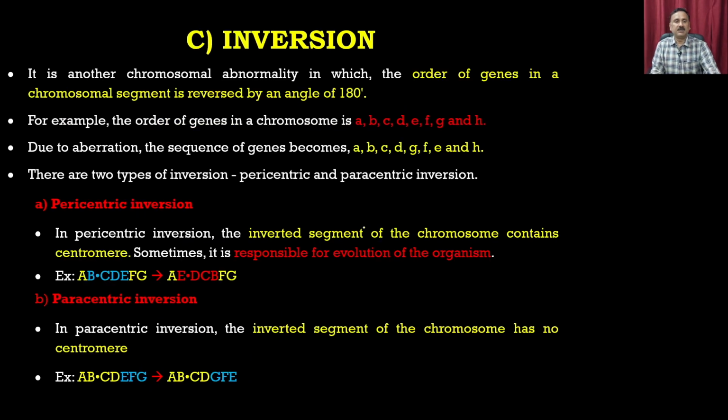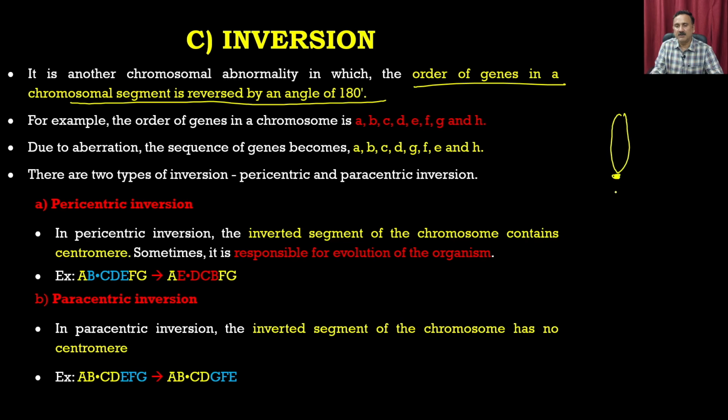Then we have the inversions. So it is another chromosomal abnormality in which the order of genes in a chromosome segment is reversed by an angle of 180 degrees. So remember that we have the genes which are placed onto the chromosome, right? Remember that the chromosome has a centromere, and then you have a chromosome like this, right? So genes are placed like this, and they are actually in an order, right?